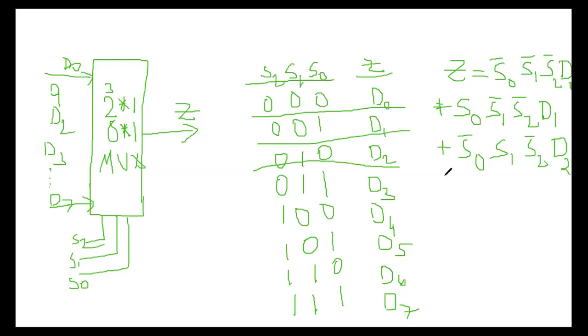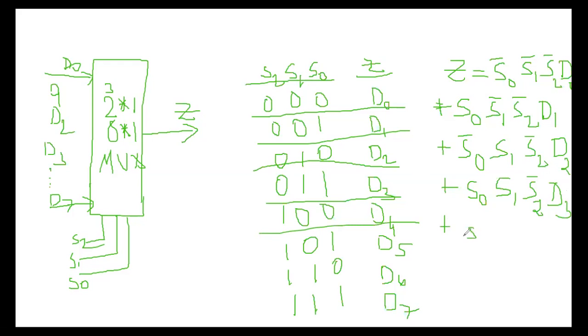The product. Plus, the next, the fourth one here. You can see the fourth one: 0, 1, 1. 0, 1, 1 means S0 is 1, so S0. S1 is 1, so S1. And S2 is a 0, it is a complement value, S2 bar, and the D3. Okay.